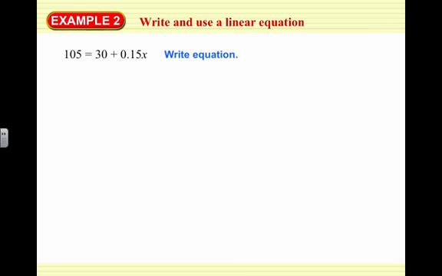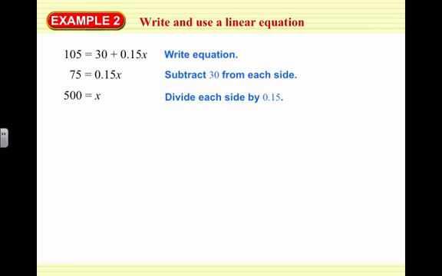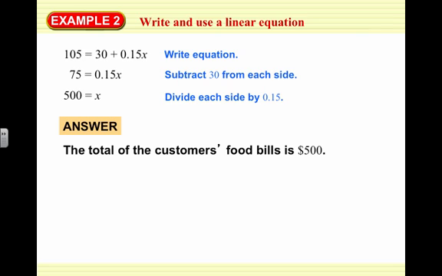All right, so here's our equation. Now again, we want to get to the x. So we want to subtract anything that's not an x term over to the other side. So we're going to subtract 30 from each side, and we get 75 equals 0.15x. So what this is actually saying is that he earned $75 in tips. So what was the amount of food bills that gave him the $75 in tips? Well, what we're going to do is divide both sides by that coefficient of 0.15. And that's going to give us 500 because 75 divided by 0.15 is 500. So the total of the customer's food bills is $500.